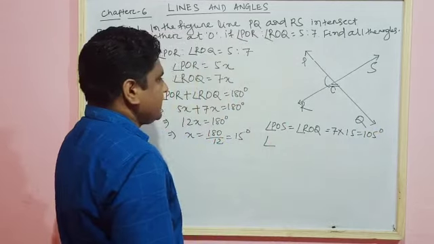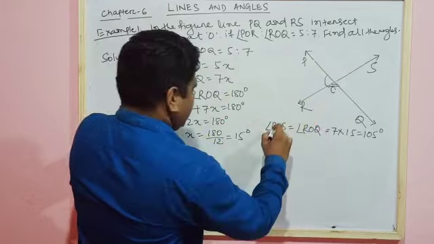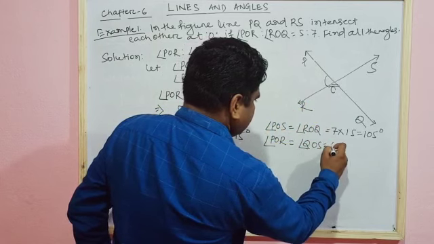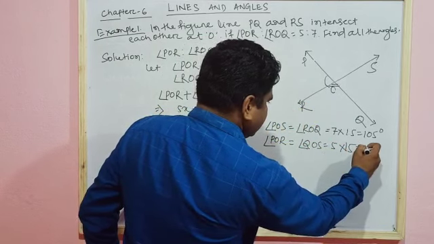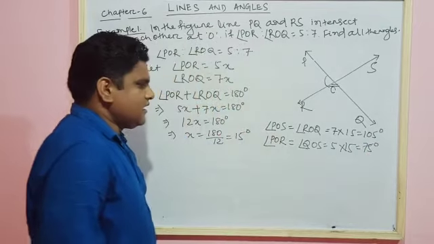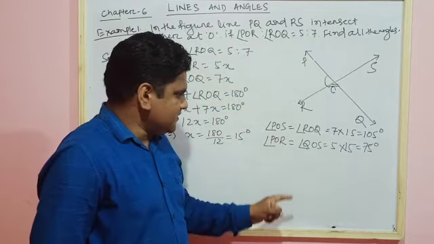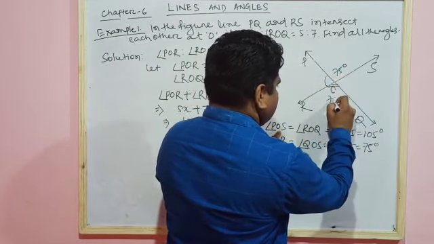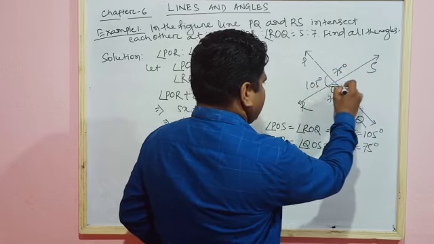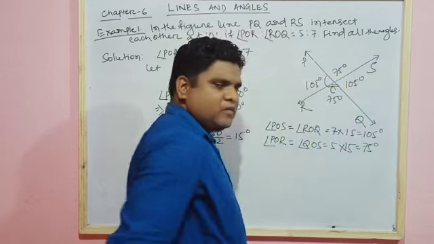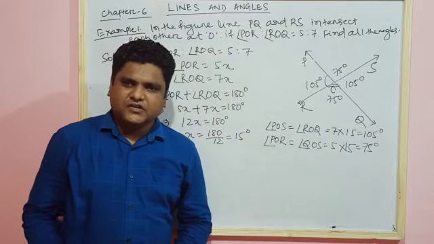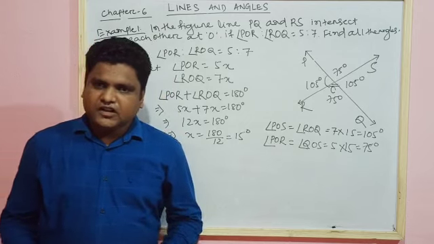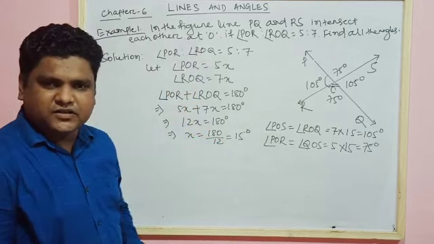And angle POR equal to angle QOS equal to 5x, that is 5 into 15 is 75 degrees. Now we got the measure of all angles. Which one is POS? It is 75 degrees, and this is also 75 degrees, this is 105 degrees and this is also 105 degrees. So my dear students, every time you can pause and write this, and if you have any doubt then you can ask me through the message box.